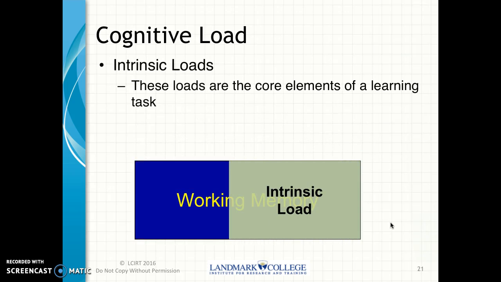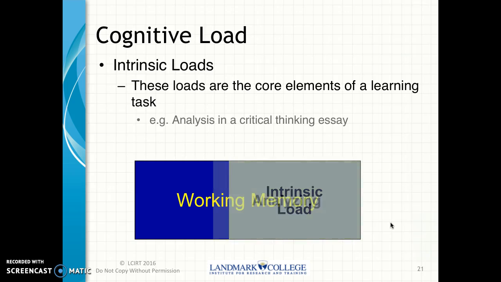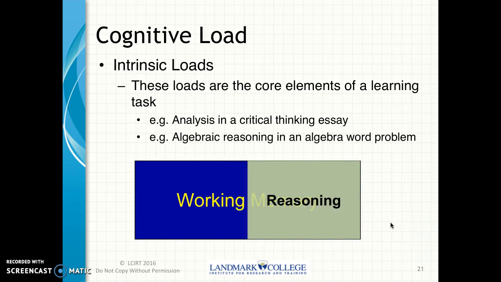On the other hand, we have intrinsic loads. These are the core loads we actually want the students thinking about and struggling with. We want their resources focused on this part of the learning activity. And so, again, if you're looking at that critical thinking essay, you want that deep analysis. When you're working on an algebra word problem, your goal is probably fostering algebraic reasoning or assessing algebraic reasoning in that student. So ideally, very little of their cognitive resources are put towards reading, and most of their cognitive resources are put towards algebraic reasoning. That's what we want to try to maximize.